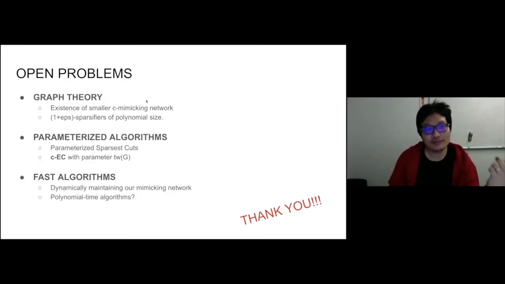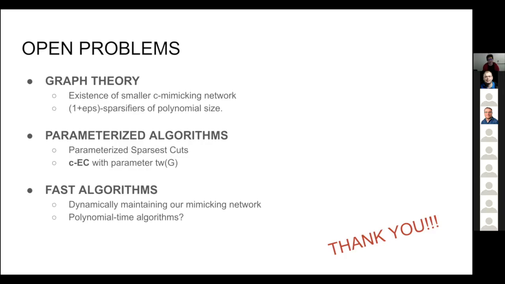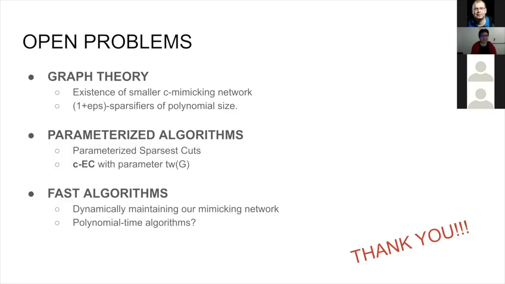So I will conclude with open problems. There are several angles that come up in this work. One can view this work from the perspective of pure graph theory. We want to ask the question: if we want to preserve this kind of information about graphs, how large does the graph need to be? So the first question is, can we show smaller mimicking networks, like our c-mimicking network? A long-standing problem in this area is to look at the classical mimicking network that does not have parameter c. It is not known whether there exists, let's say, a 1 plus epsilon mimicking network or sparsifier of polynomial size. This is a long-standing question in the area.